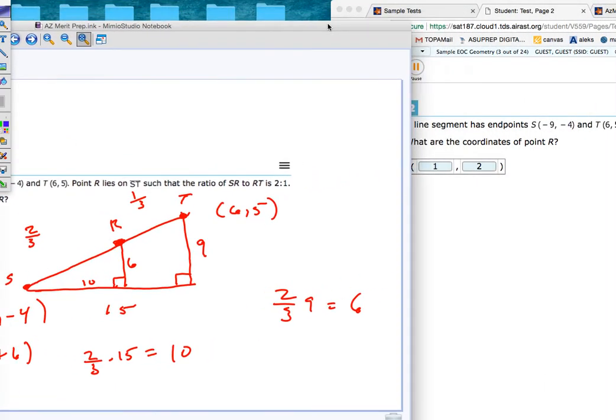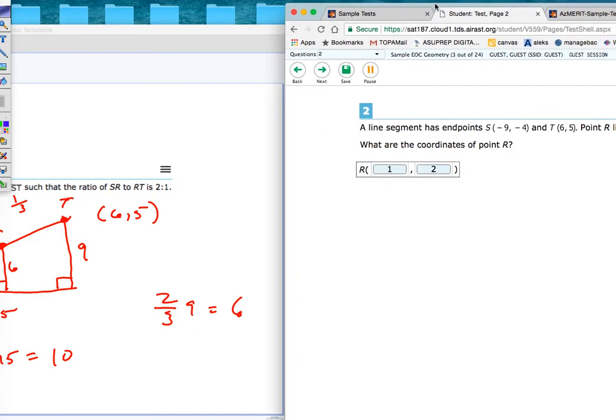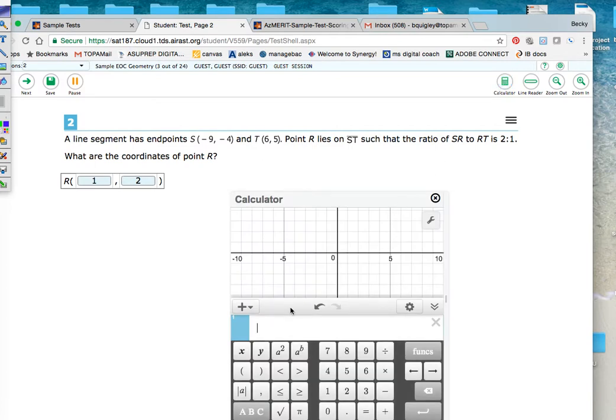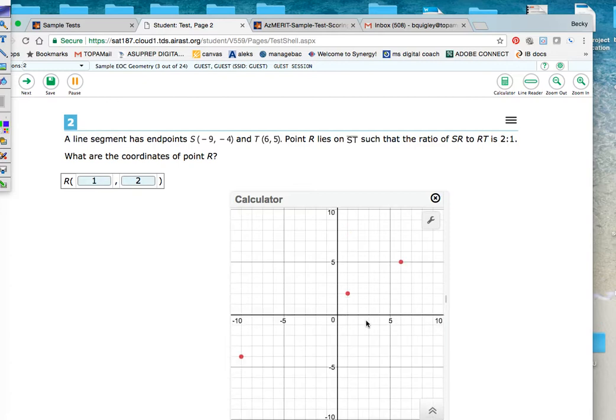AZ Merit has a pretty cool calculator tool that you can use. So we're going to pull out the calculator and let's plot all of the ordered pairs that they gave us. So -9, -4, 6, 5, and then our ordered pair that we found, 1, 2. Let's look at that and see if it looks like it's 2/3 of the way. So yeah, that looks like it's twice as big as this distance. It lies on this line, which is what we wanted. So that gives us some confirmation there that we did the problem correctly.